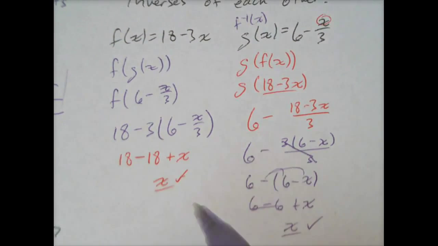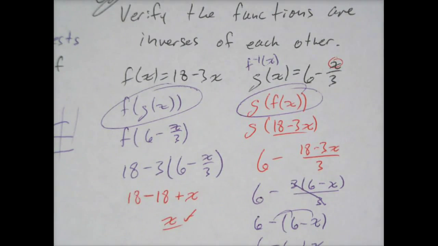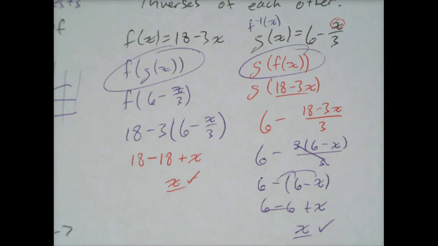Since it simplified to x when I did f of g of x and g of f of x, I did it in both directions. You have to do it in both directions. It doesn't always work, but we need to see that it works in both directions in order to prove that these are inverse functions of each other. That is the work that we would want to see. Once you have solved that it has come down to x, you are good to go.